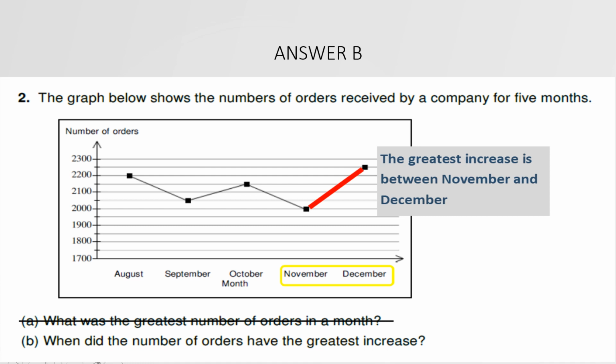And from November to December, it increased again. How much? Let's do the same as before. Let's subtract the smallest number from the biggest number. So 2,250 minus 2,000. And the result is that there were 250 more orders. It increased 250 orders. So that is bigger than the other increase because the previous one was 100. So it increased the most from November to December. That is the answer to that.